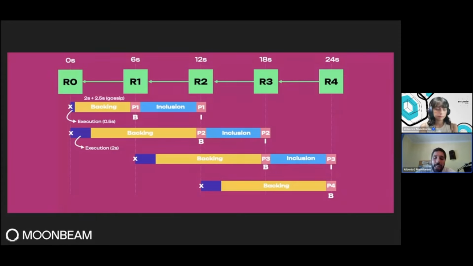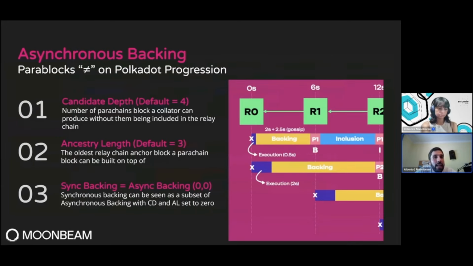So I suggest, if you want to read a bit more, check the article that Rebecca shared in the chat. It is really, really well explained. But I want to get to the last point of the presentation, which is basically how this affects parachains, right? This was a little bit of the theory of how this works, more or less, at a high level. But let's talk about how this changes parachains. But before we do that, let's understand the different parameters that you have for asynchronous backing.